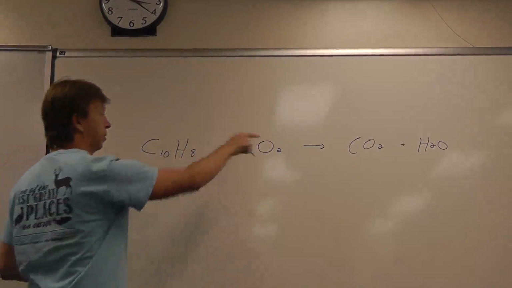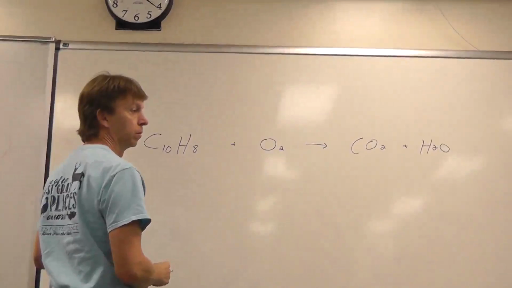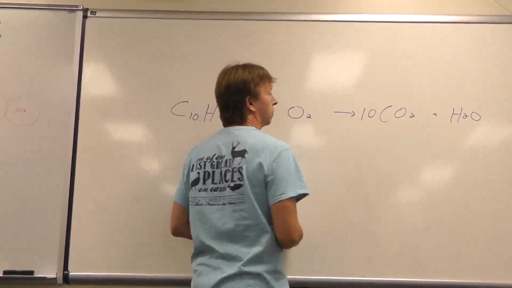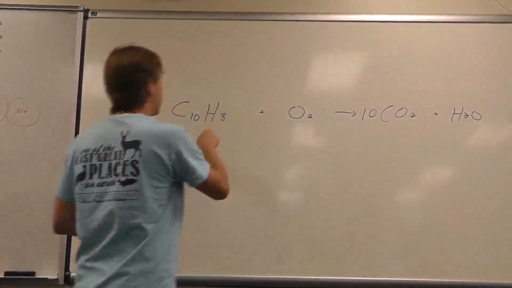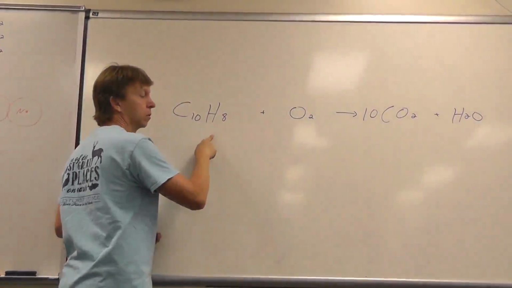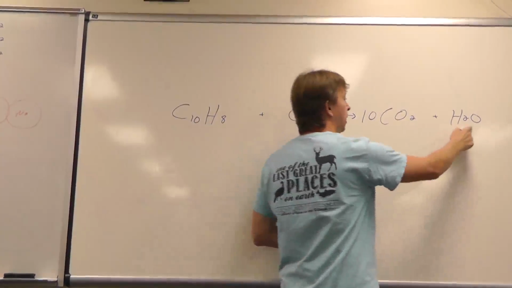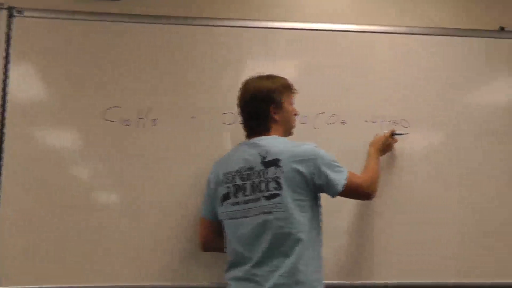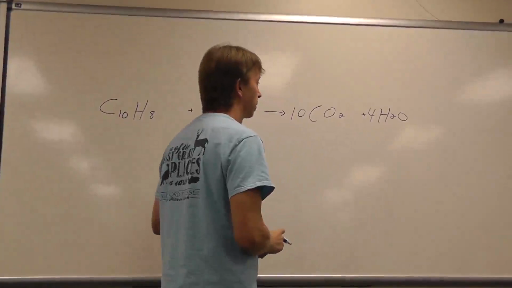You've got 10 compared to 1. Not a whole lot of choice, right? What are you going to do? 10. What are you going to do to fix hydrogen? 4, because there's 2 hydrogens in every water. So 4 waters would make a total of 8 hydrogens, correct?